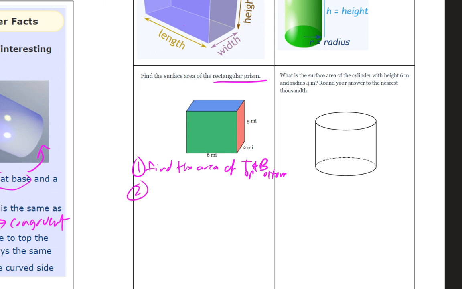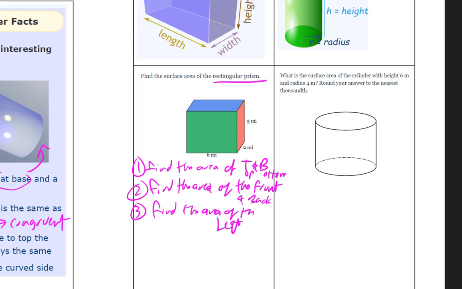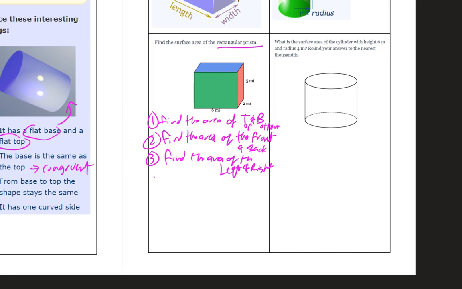Okay. Second, we're going to find the area of the front and back. And then the third, we're going to find the area of the left and right. And then once we find all those, we are just going to add them up. So keeping that in mind, let's get started with the first one.